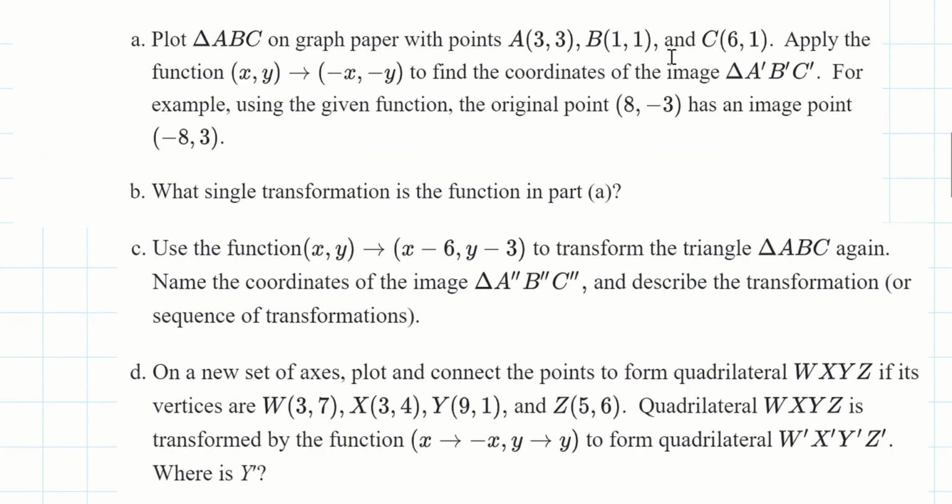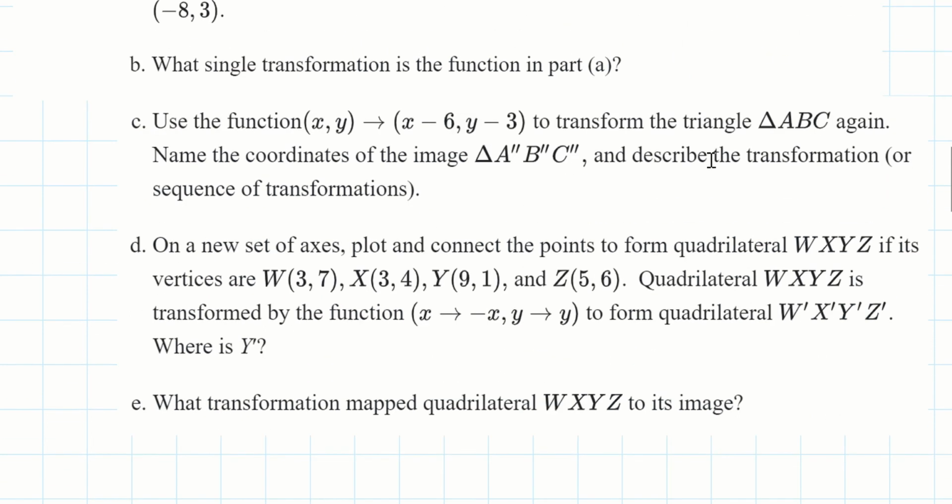So we're going to go ahead and take this triangle and transform it again, and describe the transformation or sequence of transformations that move this thing to this. And then finally, on a new set of axes, so not the original one but a new one, plot and connect the points to form quadrilateral WXY.